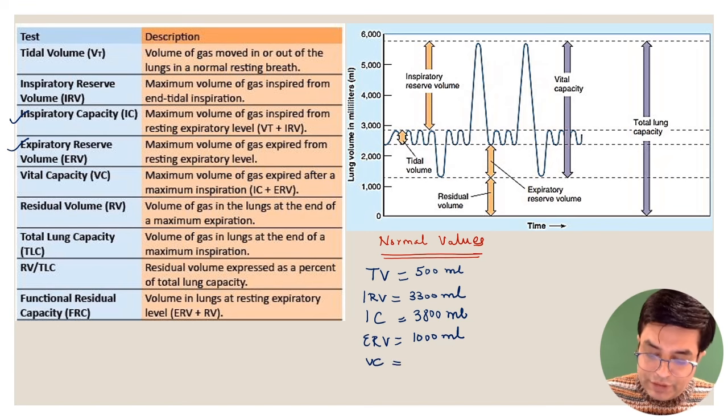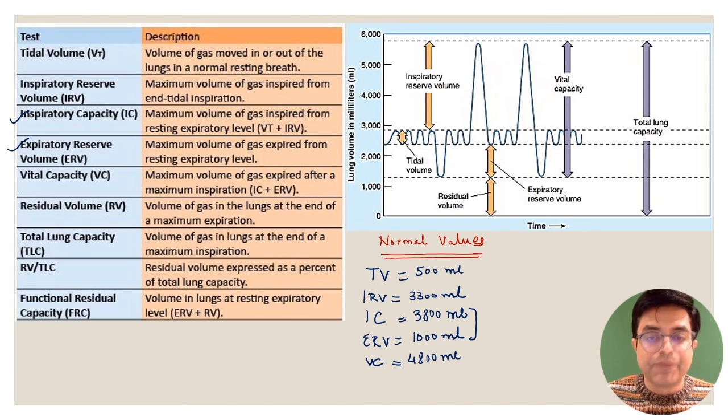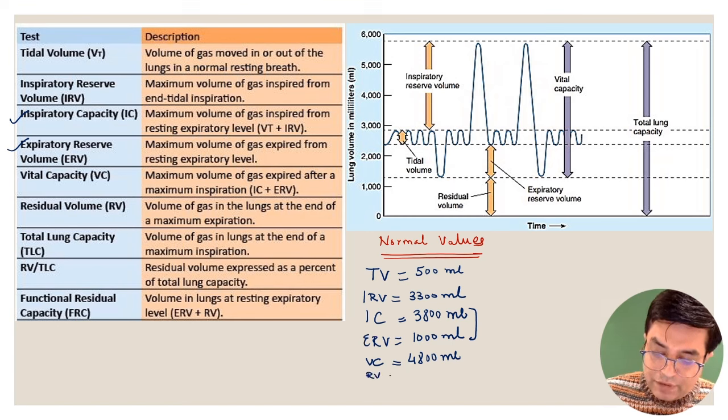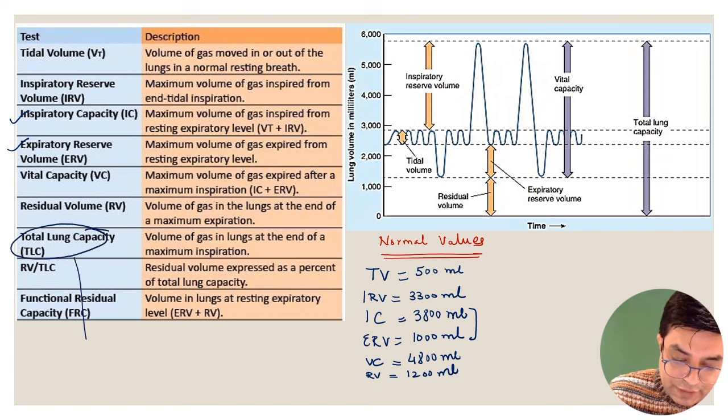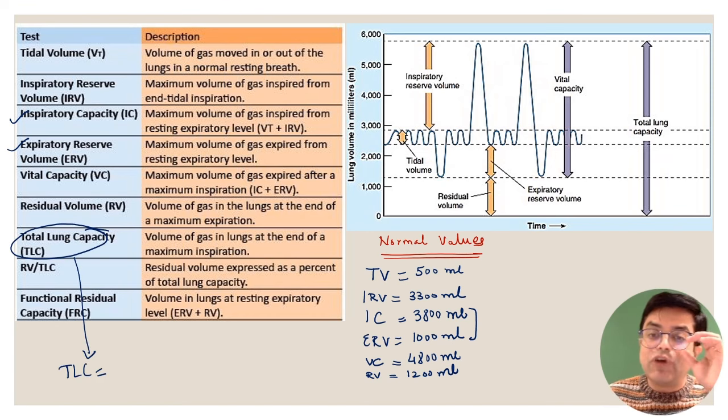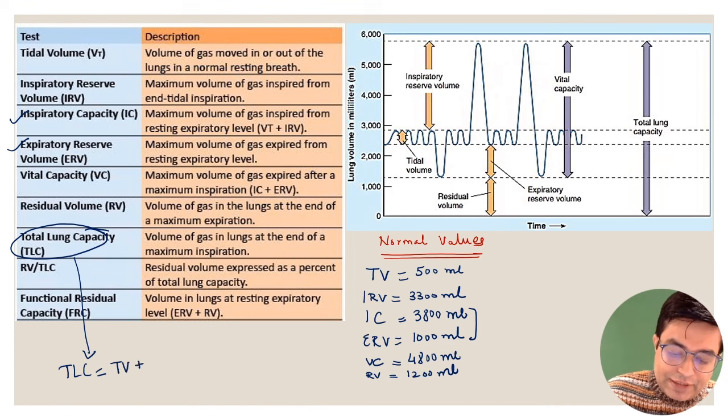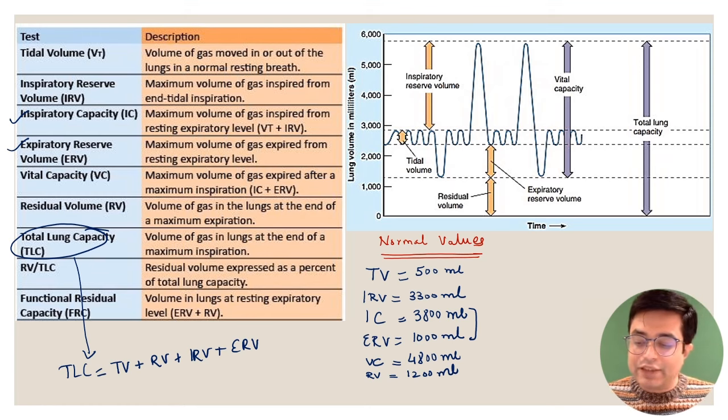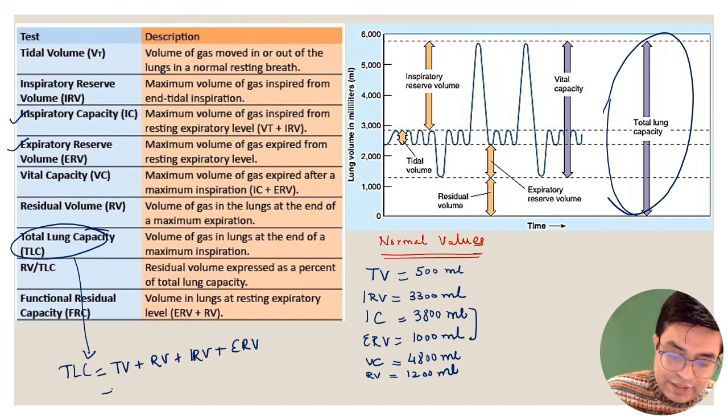तो ये total कितना हो जाएगा? It will be about 4800 ml because it's a combination of IC plus ERV. Then we have residual volume, amount which remains in the lungs which cannot be taken out, that is 1200 ml. Then we have total lung capacity. Now total lung capacity जो होता है TLC, remember that TLC is a combination of all the volumes that we have read. So TV plus residual volume plus IRV plus ERV, ये सारा combine करते हैं, तो that is called the total lung capacity, as you can see in the image also, and it is about 6000 ml. टोटल करेंगे तो ये 6000 ml आएगा, about 6 liter.